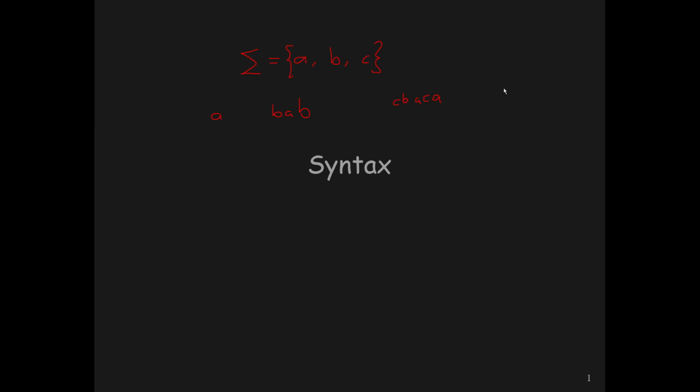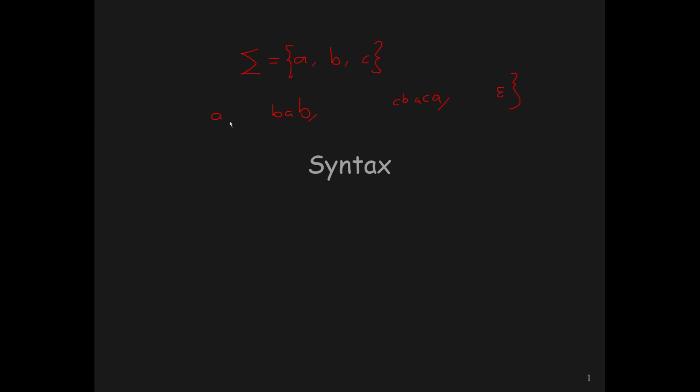And usually this is denoted by epsilon, okay? This is a string of length 0, and even though it's denoted by a symbol epsilon, this is not actually a symbol. It's just a way to denote the empty string that has nothing in it, okay?